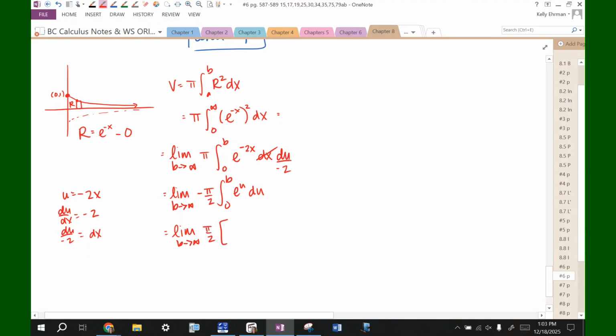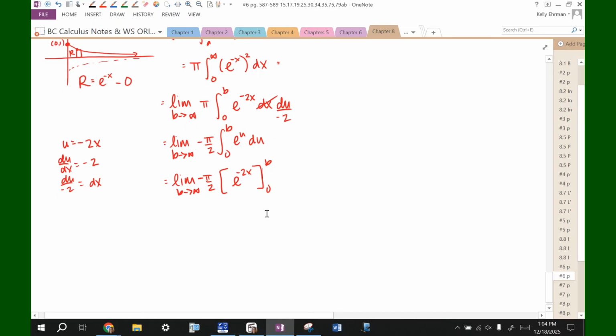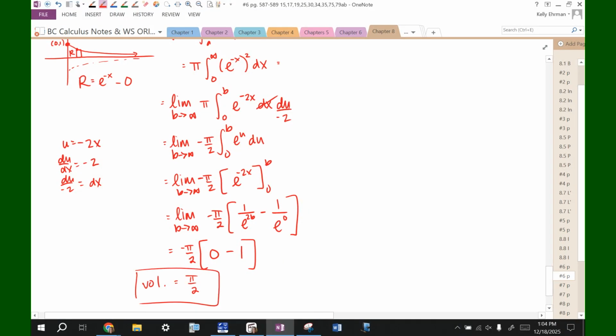The integral of e to the u is e to the u, so e to the negative 2x from 0 to b. Okay, and now, again, negative exponent, so I'm going to write it as 1 over e to the 2b minus 1 over e to the 0. That's negative pi over 2 times 1 over e to the infinity is 0 minus 1 over 1. Negative pi over 2 times negative 1 is pi over 2. So the volume is pi over 2.